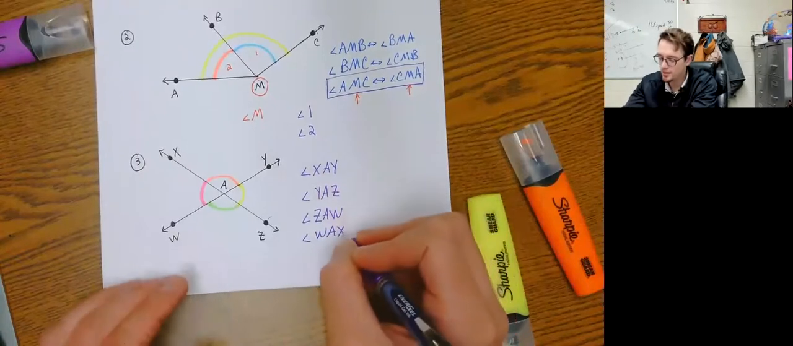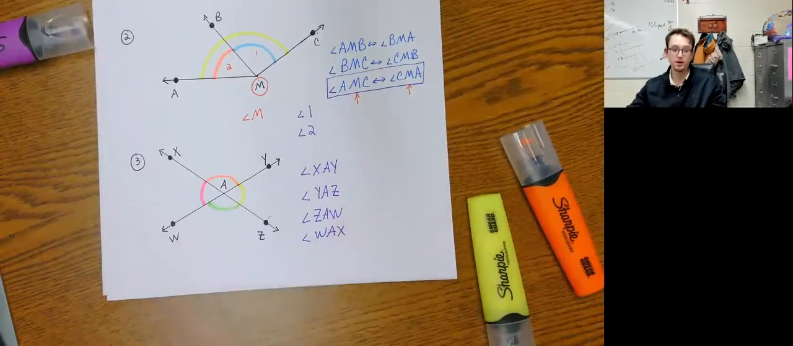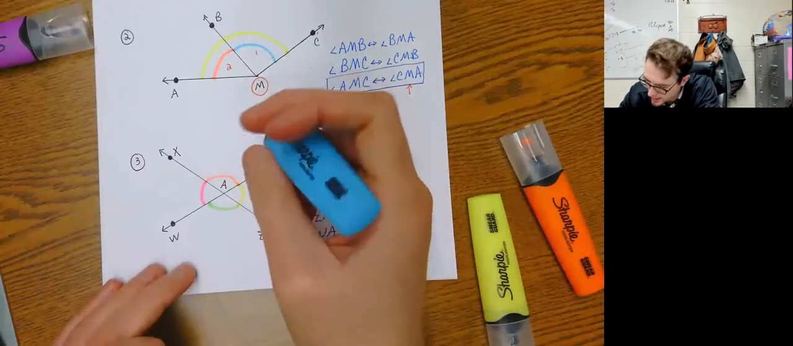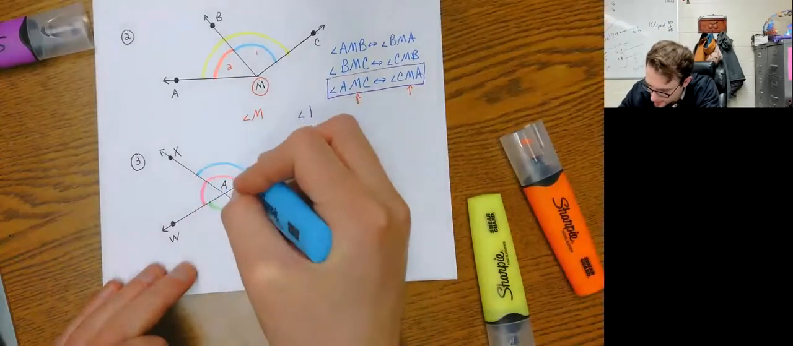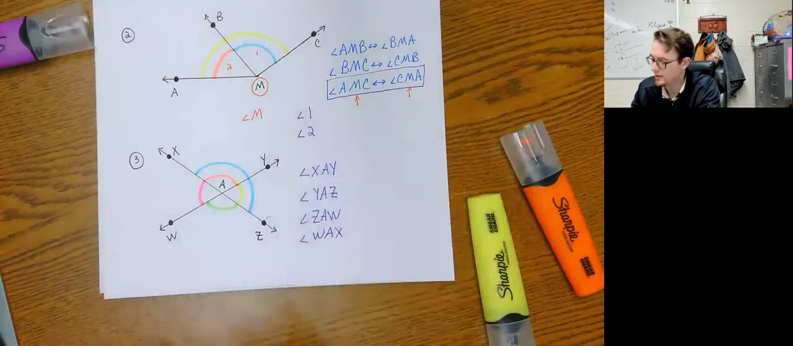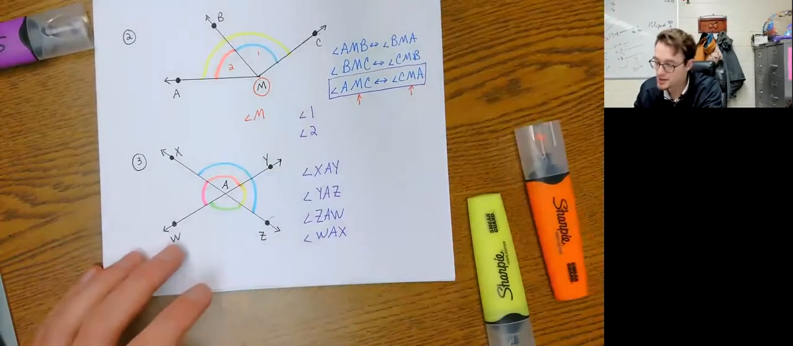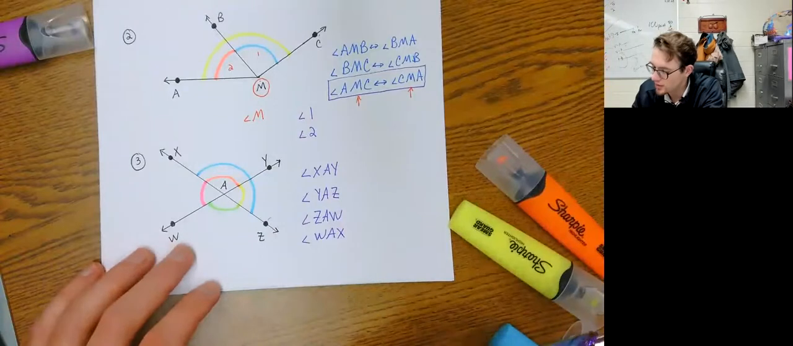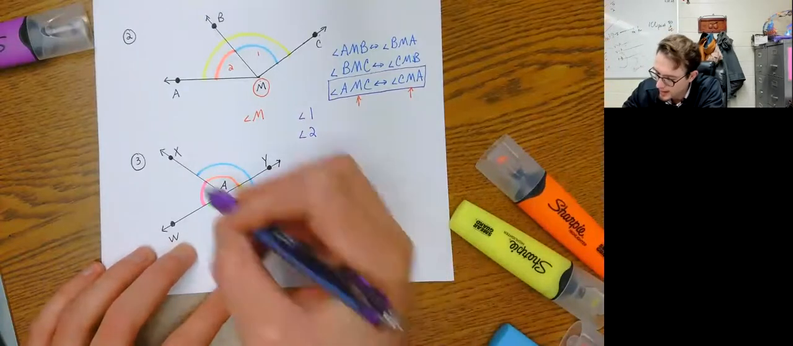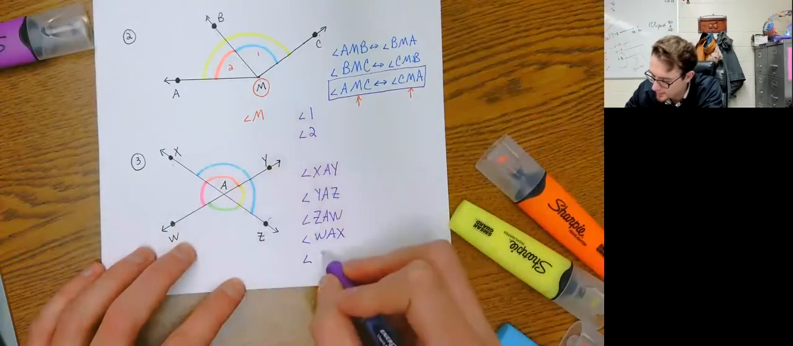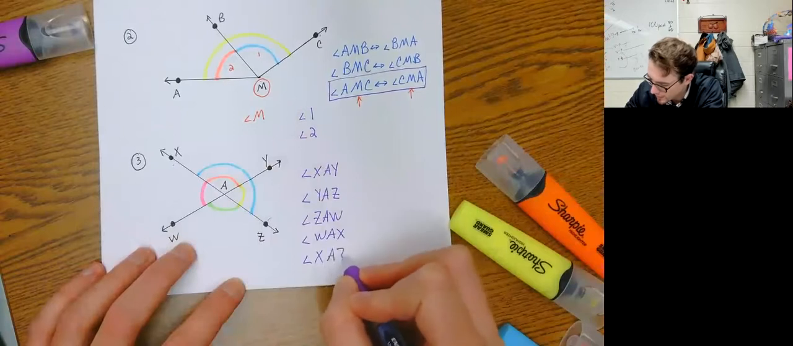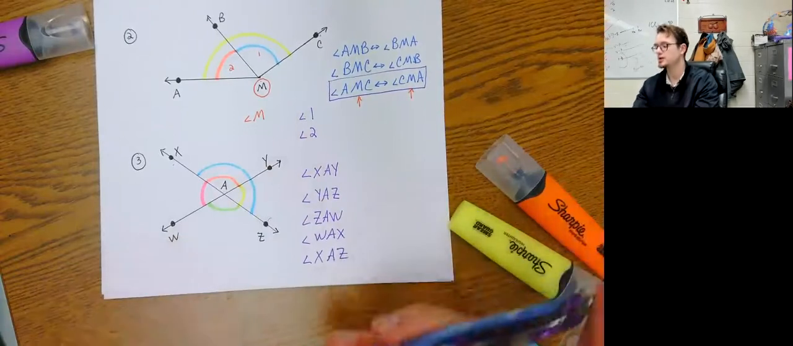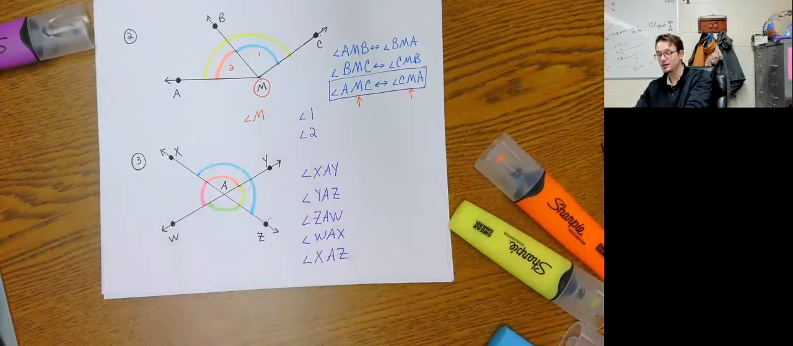Now comes the fun part. There's bigger angles. Those are the little tiny angles, the smallest angles. What about this angle? That's a linear pair right there. That's a straight angle. So what if we have angle XAZ? Okay, that's a huge angle. Well, actually, there's an even bigger angle than that.